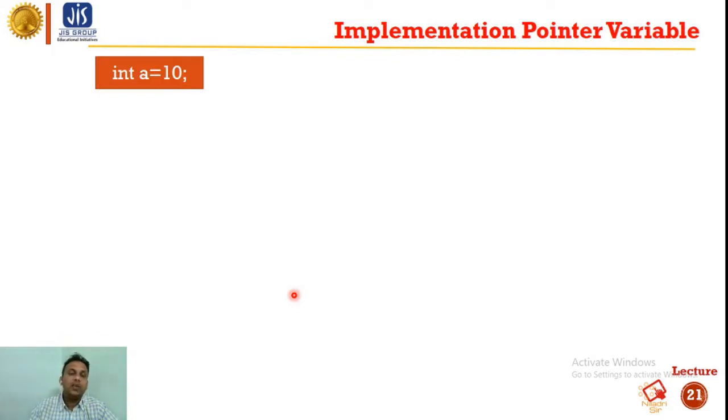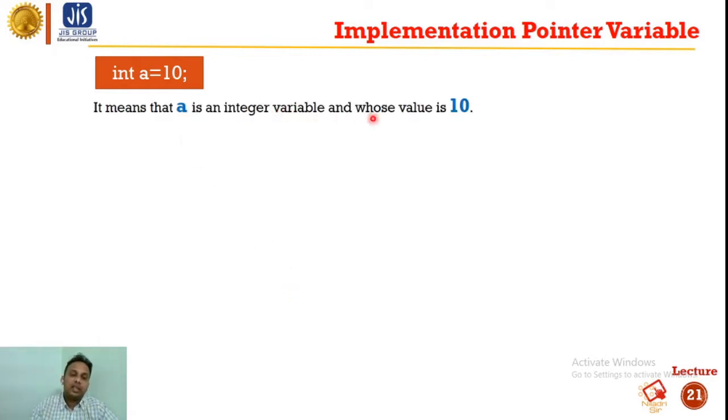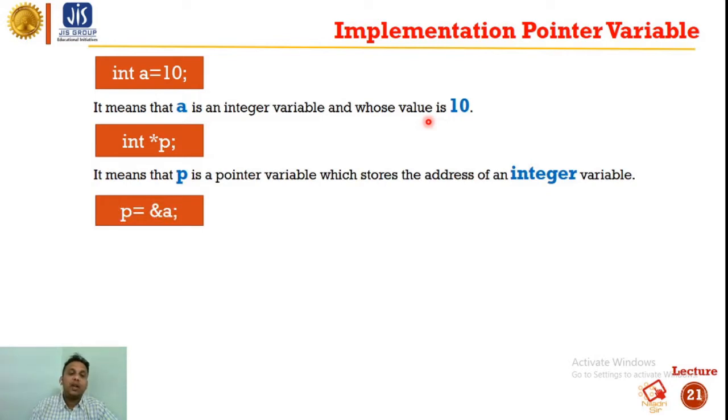Suppose int a = 10. That means a is an integer type variable and the value of a is 10. Int *p means p is a variable which stores the address of an integer variable. Next, p = &a. This ampersand operator means the address-of operator. So p = &a means p will store the address of a.